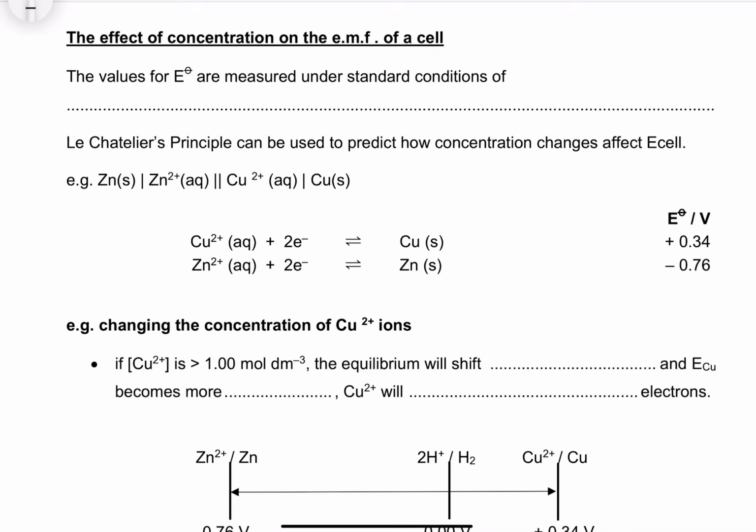The effect of concentration on the EMF of a cell. Values that were given for standard electrode potentials are always measured under a temperature of 298 K, pressure of 100 kilopascals, and concentration of 1 mole per decimeter cubed. Now, these are equilibria, so according to Le Chatelier's principle, if we were to change these conditions, then we would expect to see variation in the values that we receive for how easily they undergo reduction or oxidation.